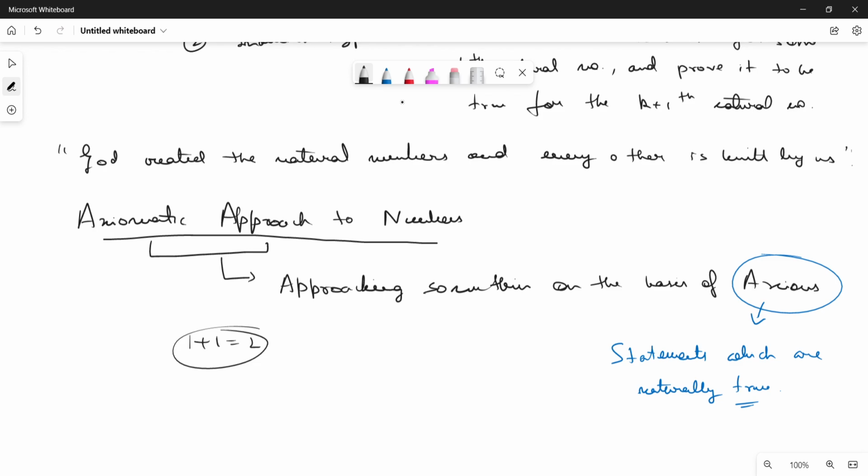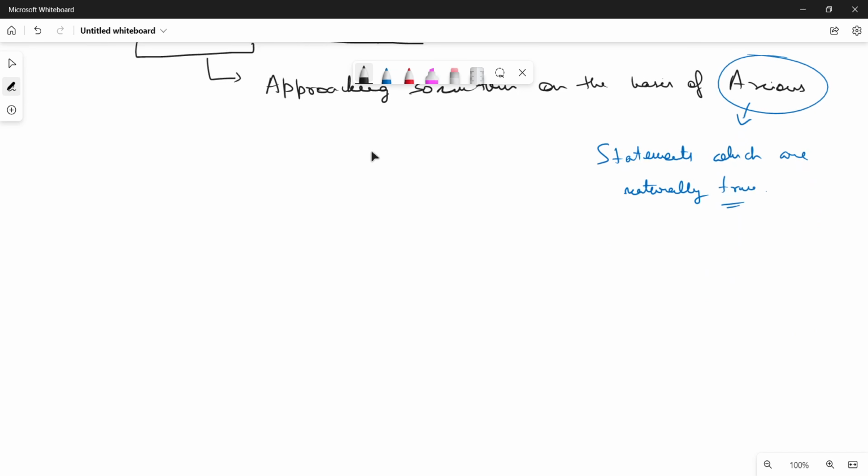Are you getting it? I'm not saying this is an axiom, but this is just an example to understand what axiom actually means. Okay. So what are the axioms behind constructing the natural numbers? That is what we are going to build up today. So the first thing under the axiomatic approach to numbers is understanding axioms.